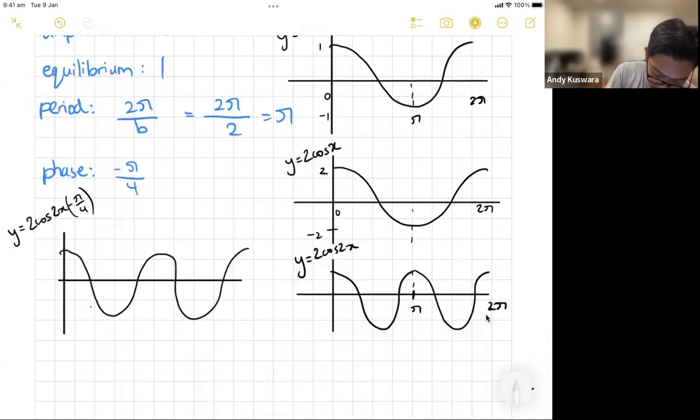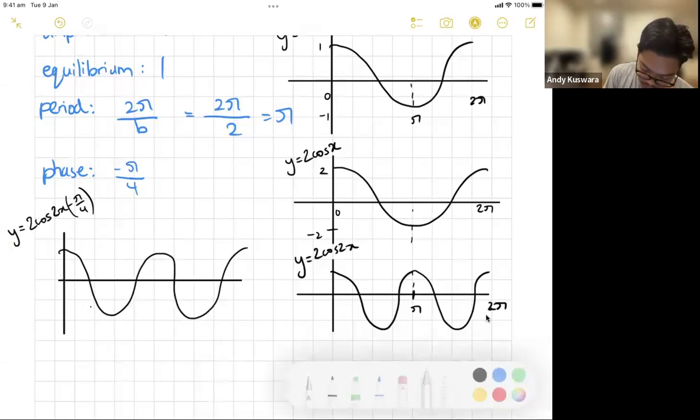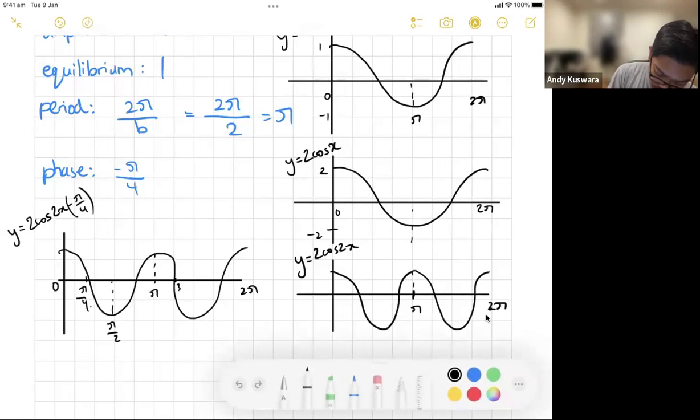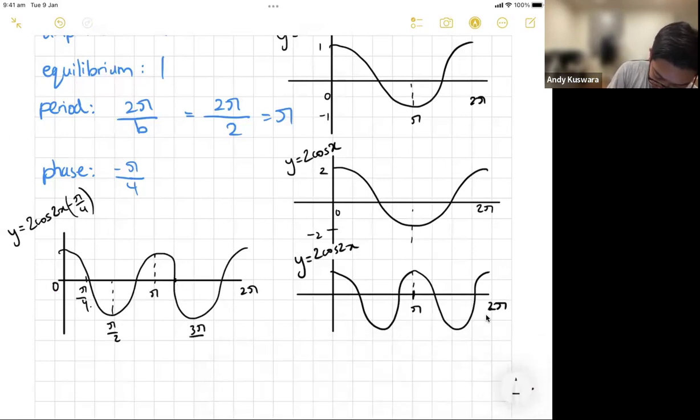And I'm going to label it so you can see exactly what I mean. Let's say that there's pi, that's 2 pi, that's 0. And so that would make this pi on 2. That would make this pi on 4. And then I could keep going. This one here would be 3 pi on 2 here. But the important part here is you can see that there's a pi on 4.